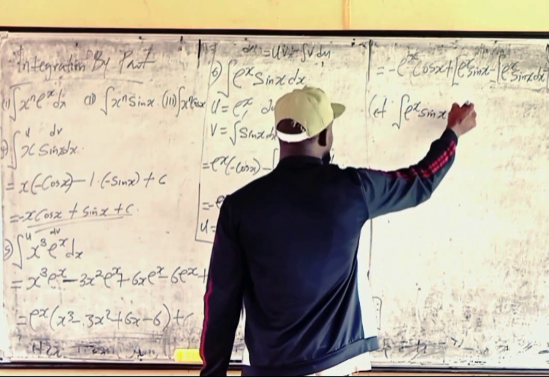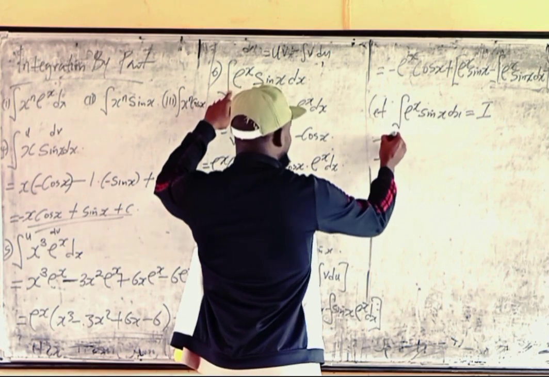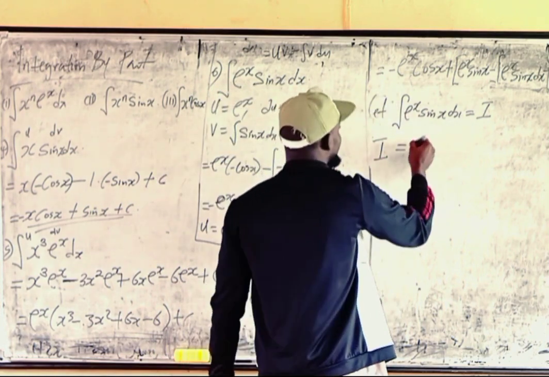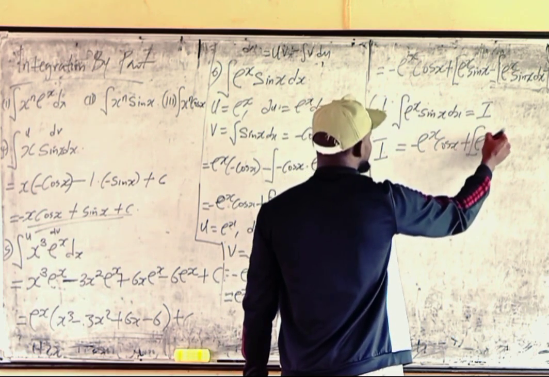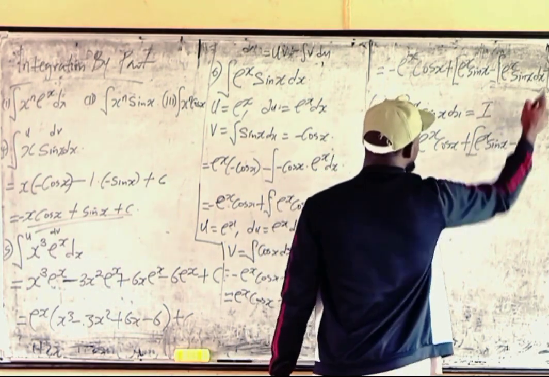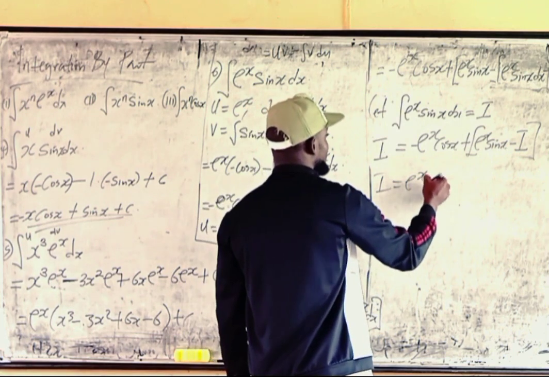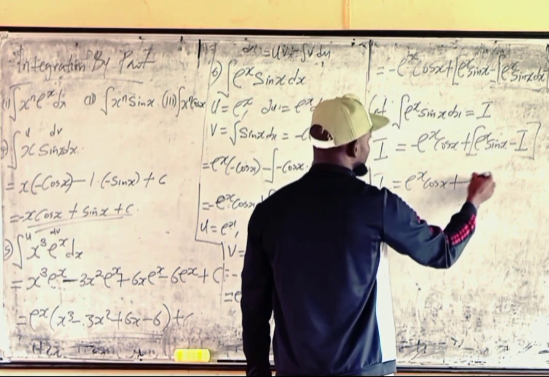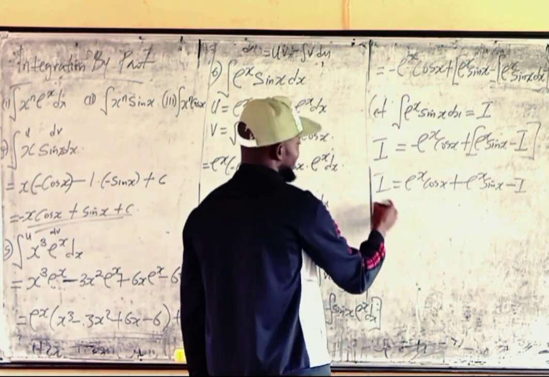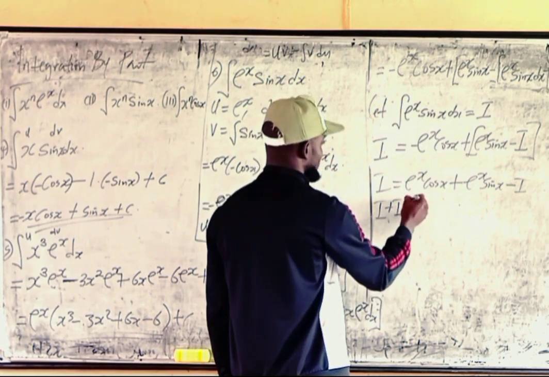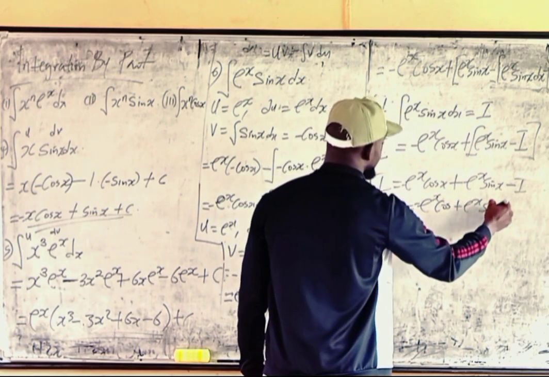So let's call the question I. The question itself, we call it I. We're having minus exponential x cos x plus exponential x sine x. Then this one now is still like the question, we call it I. So we have I equals minus exponential x cos x, open the bracket, plus exponential x sine x minus I. Next, collecting like terms, we now have plus I on the left, so I plus I is equal to exponential x, minus cos x plus exponential x sine x.